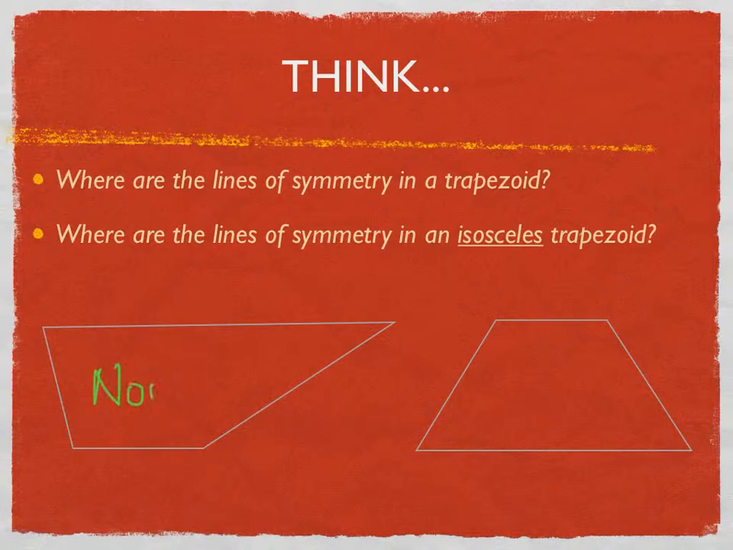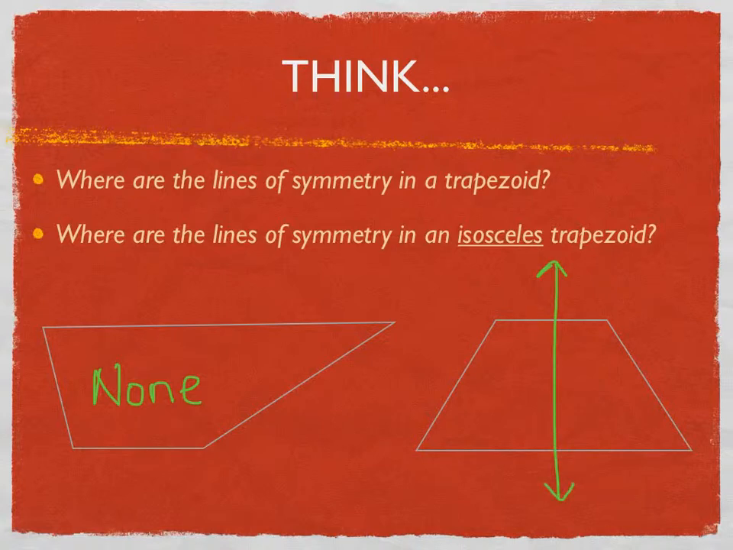Okay, none here. Yeah, you said the one on the right. Oh, you're right, I did. I meant the left. I apologize. Yep, I meant the one on the left, because I know my right from my left. That's awesome. Yeah, one on the left, no lines of symmetry. One on the right, Jackson's right, there is a line of symmetry here. Are there any others? No.